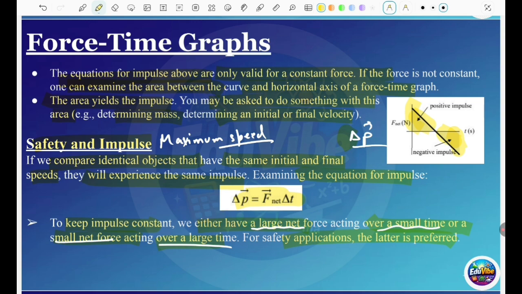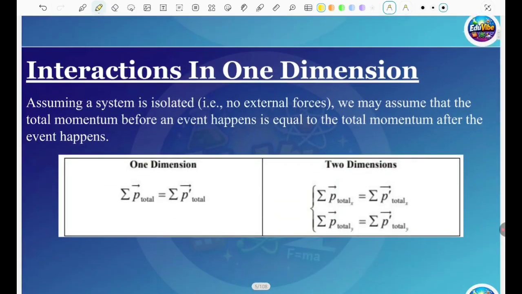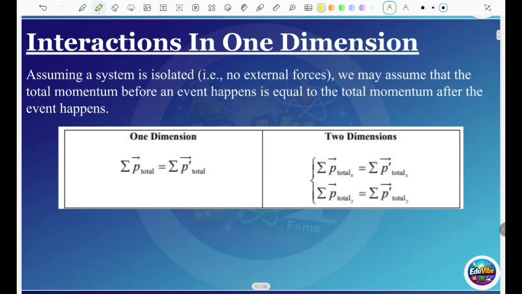You get one question in the diploma for sure, including that maximum speed topic. Then we do the interactions in one dimension. Then we do the interactions in two dimensions, which are a little bit different.